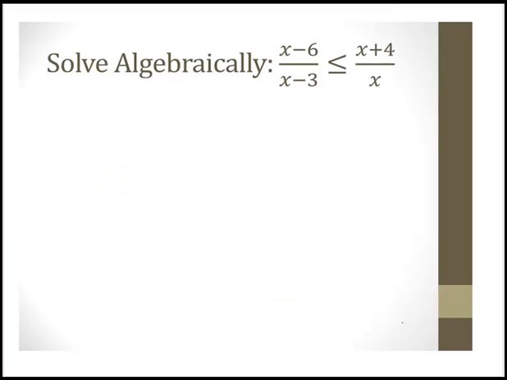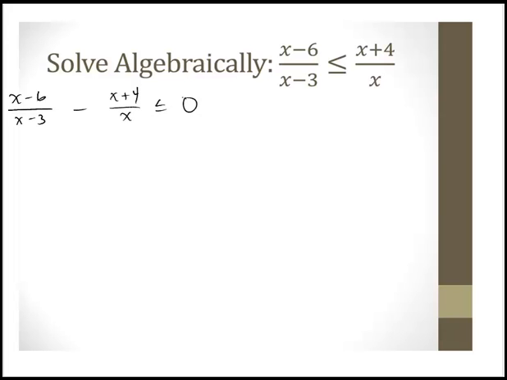Alright, one more example. X minus 6 over x minus 3 is less than or equal to x plus 4 over x. Again, first thing I'm going to do, I need to get this to 0, compared to 0. So I'll rewrite this as x minus 6 over x minus 3 minus x plus 4 over x is less than or equal to 0.